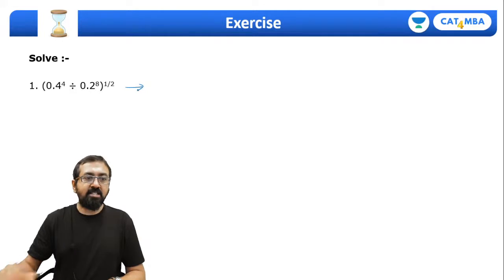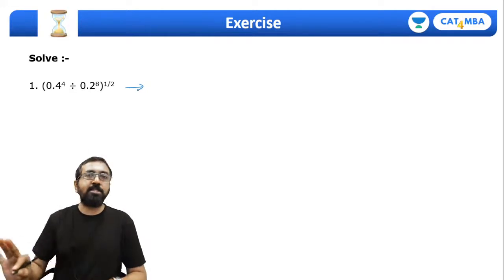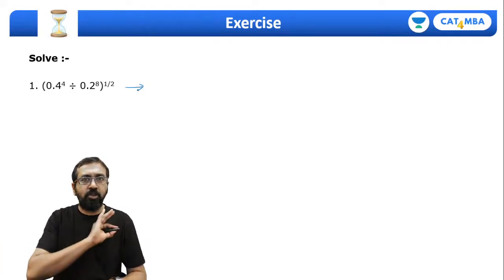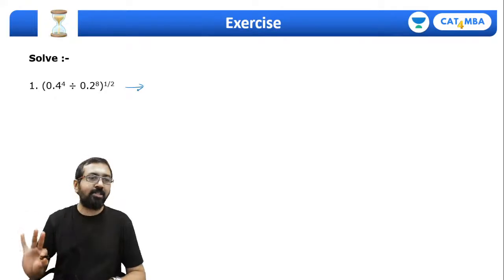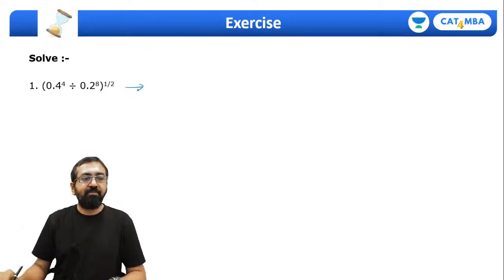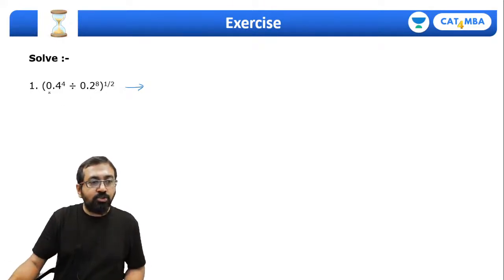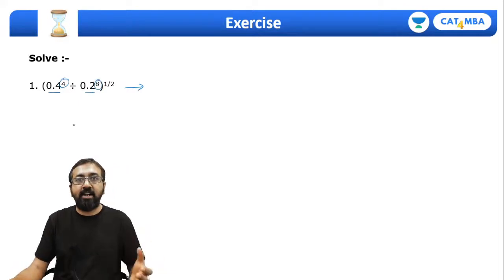If you can answer this question, almost 90% of your work is done, guys. You will be able to tackle any surds and indices related situation. So see if you are able to answer this. And please understand, you can't straight away divide 0.4 by 0.2 because the powers are different. So don't directly divide them.